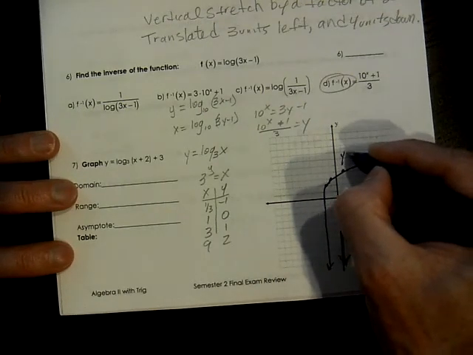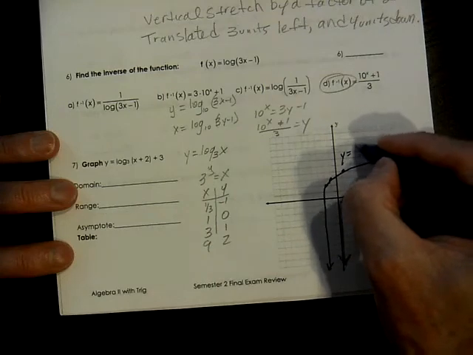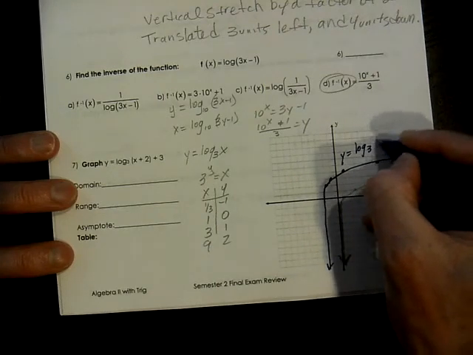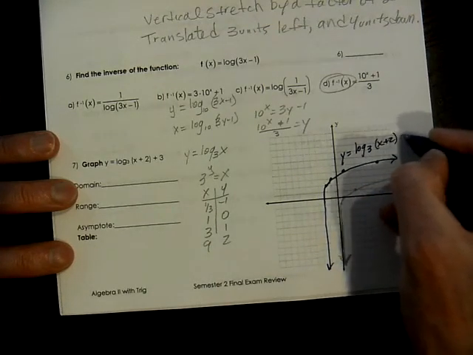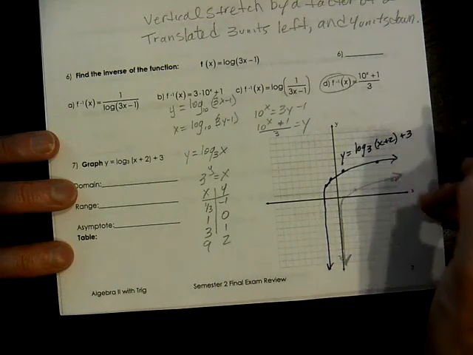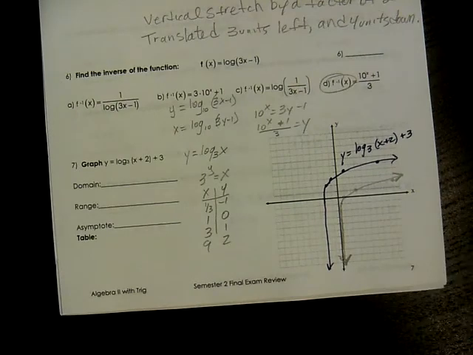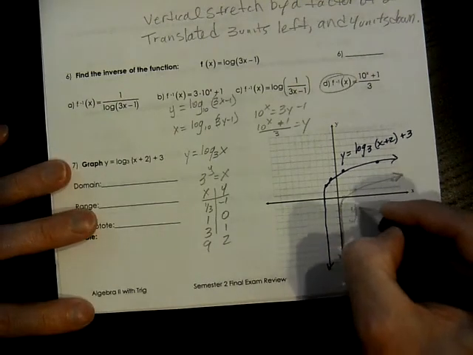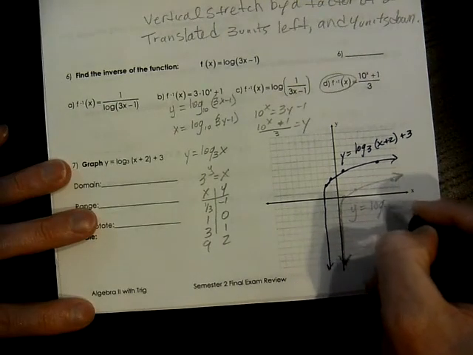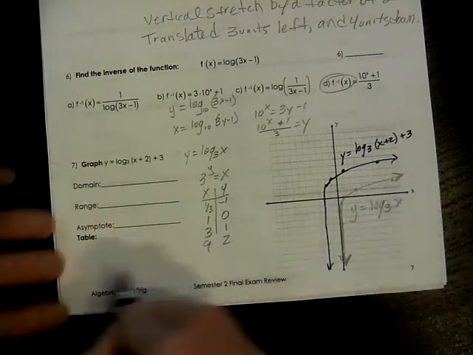And that's y equals log base 3 of x plus 2, plus 3. Translated 2 to the left and 3 up. Where this graph was y equals log base 3 of x.